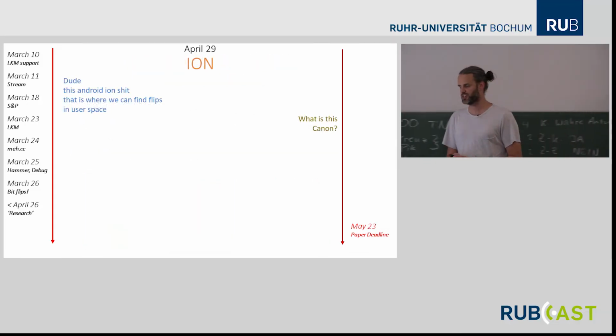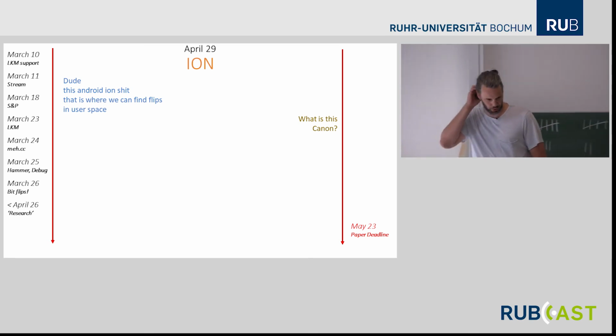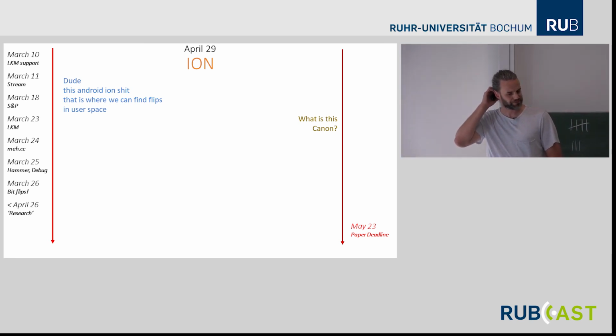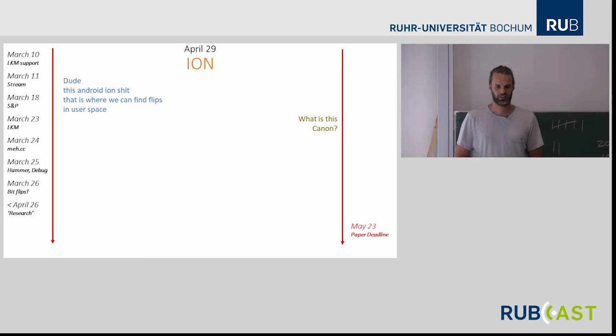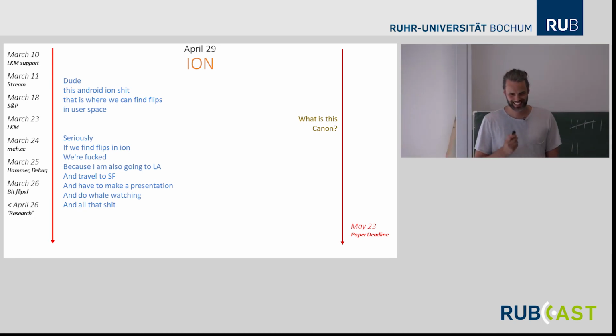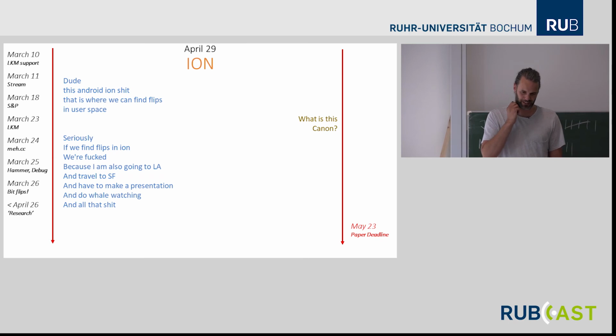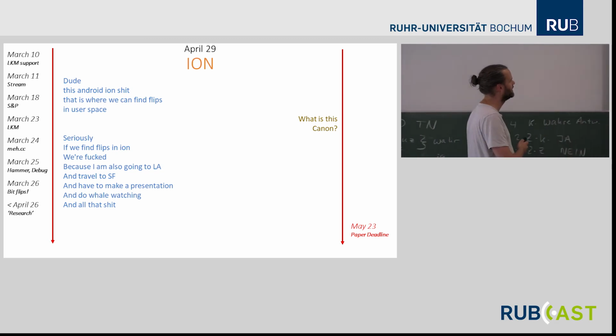So I found this out, or actually I looked at one of the few resources on this, and then I told Kabe, yeah, this is it. This is where we can find bit flips. Ion. What is this? No. If you find flips in Ion, then yeah, that's actually not a good thing, because it was April 29.